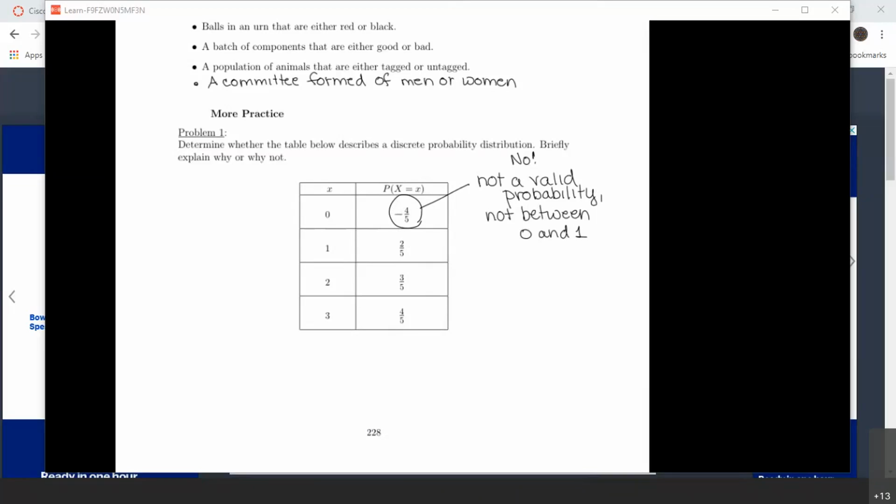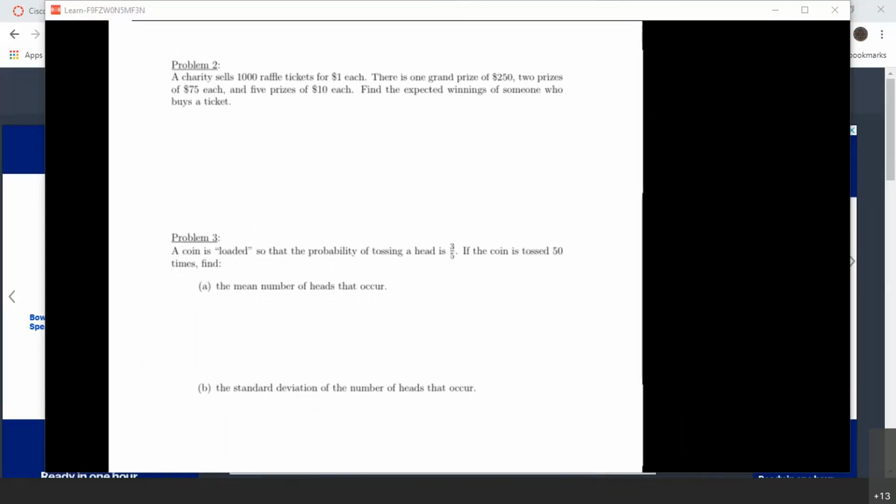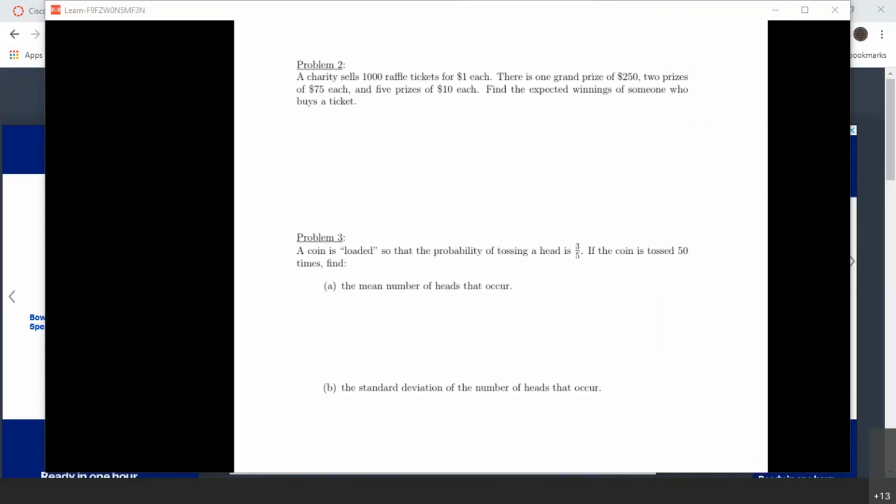Okay. All right, let's take a look at another one. Okay, here's a raffle. A charity is selling a raffle ticket for $1 each. There's a grand prize of $250, 2 prizes of $75 each, and 5 prizes of $10 each. Find the expected winnings. Okay, but first, build a probability distribution.